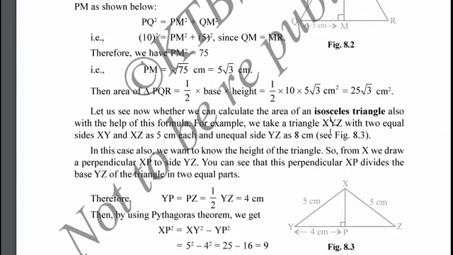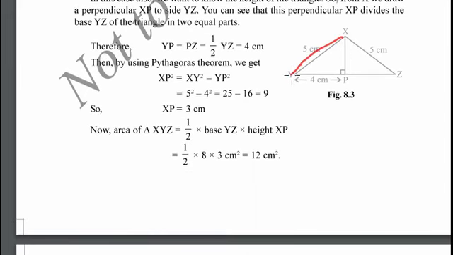Similarly, we can also find the area of an isosceles triangle. In an isosceles triangle, two sides of the triangle will be of equal length. Now we need to calculate the area of this triangle XYZ, where the side length of XY is equal to 5 centimeter and side length of XZ is equal to 5 centimeter and the length YZ is equal to 4 centimeter.